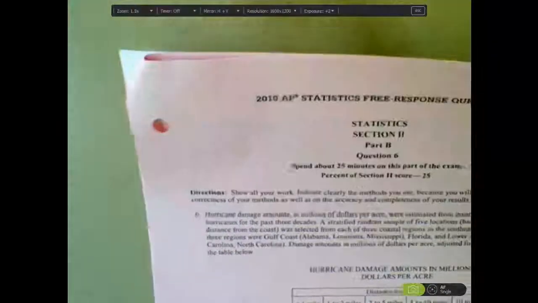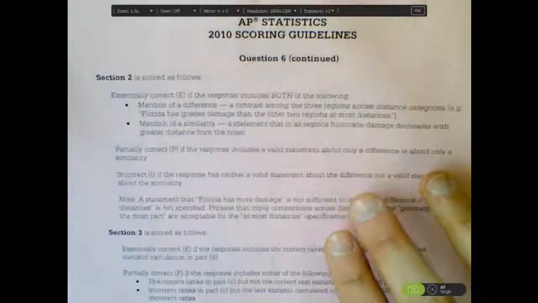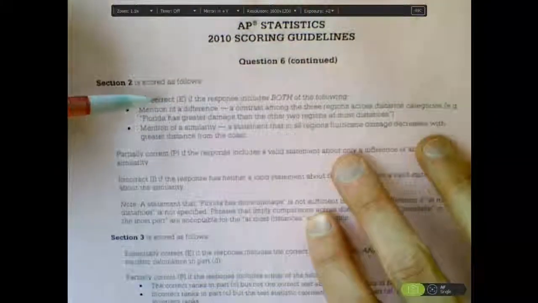But it is labeled distance from coast, so I believe I have enough information to warrant an E for part A. Let's take a look at part B, describing the similarities and differences. So you're thinking about cost, you're describing a distribution, but it's not a typical distribution that we're used to seeing because of the quantitative and categorical variables here. So essentially correct if it includes both.